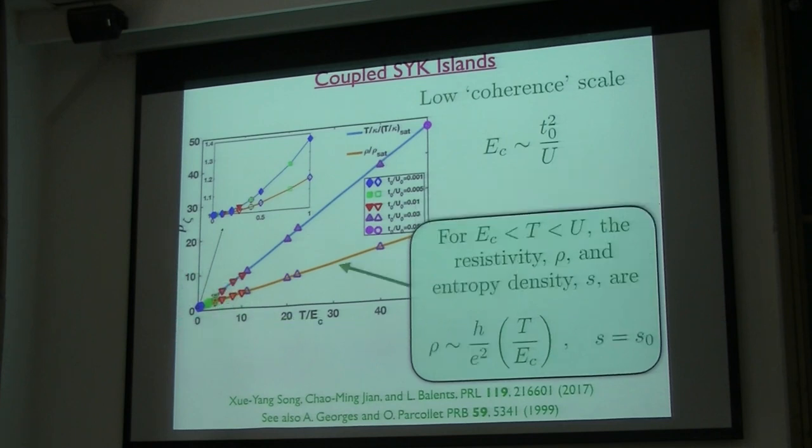But above that you have this bad metal behavior where the resistivity keeps increasing even though it's much bigger than h over e squared. And the fact that it's linear in temperature is not some trivial thing. It's really a consequence of the 1 over square root of omega spectral function of the SYK model. It's very much using the two-body form of it and the quantum critical structure of it. So that's then a theory of a strange metal.